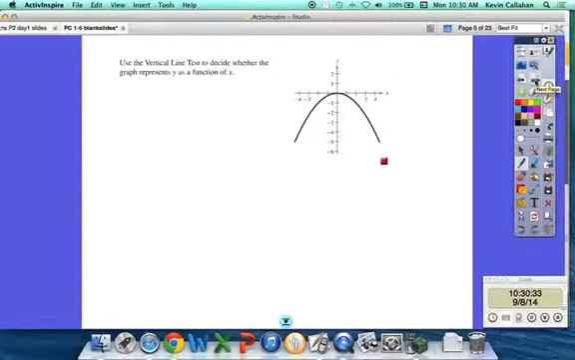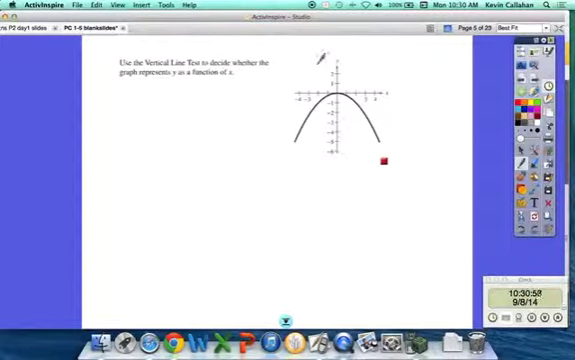Okay, use a vertical line test. What do you see? Would you say it's a function or not? I mean, more than that, what kind of a function does it look like? It looks like a quadratic function. That looks like a parabola. We know that parabolas are functions. Parabolas that open up and down are functions.